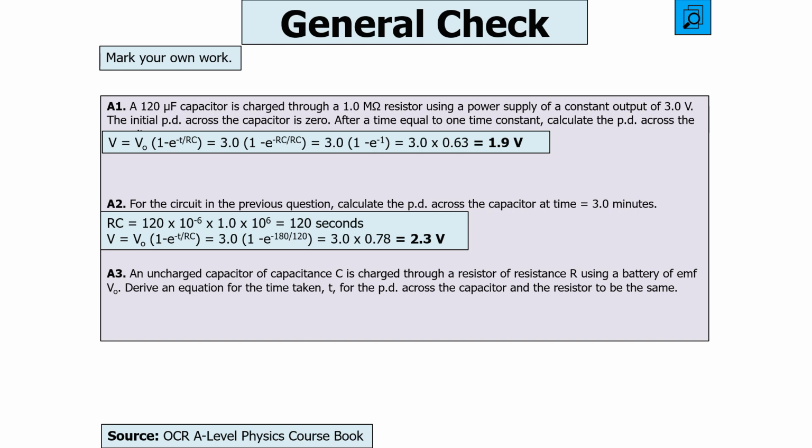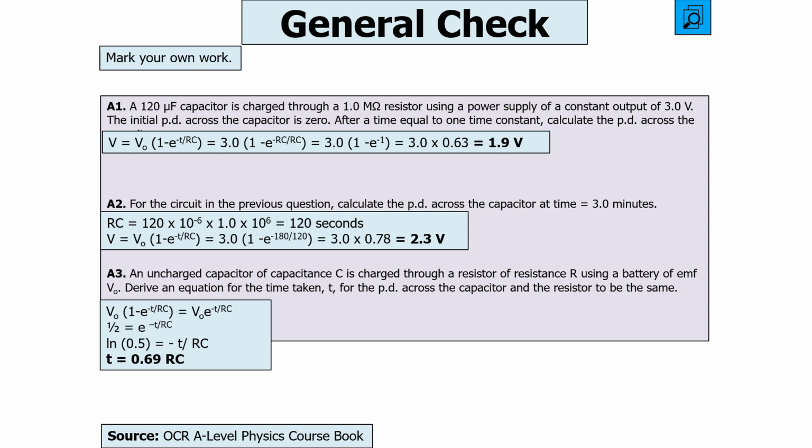So again, we're using our equation here where we know RC to be 120. We know the time to be 180 because we don't work in minutes in physics, we work in seconds. We then pop in all the values and we get 2.3 volts. And then here we're using this equation, we can work it through here.